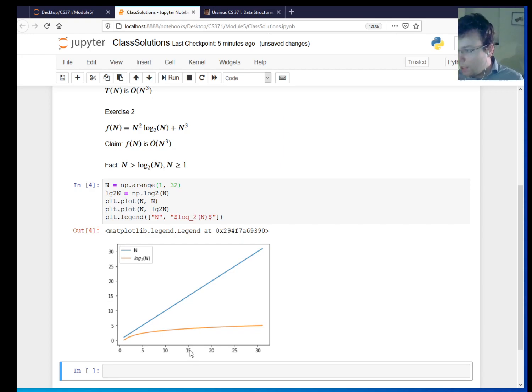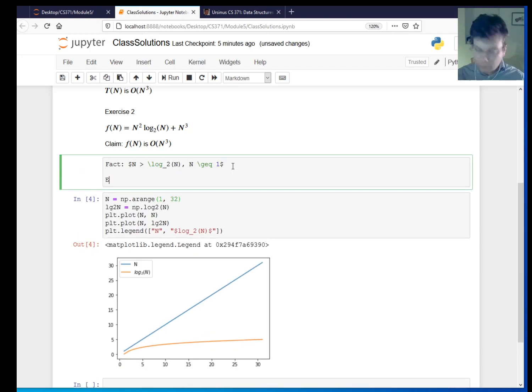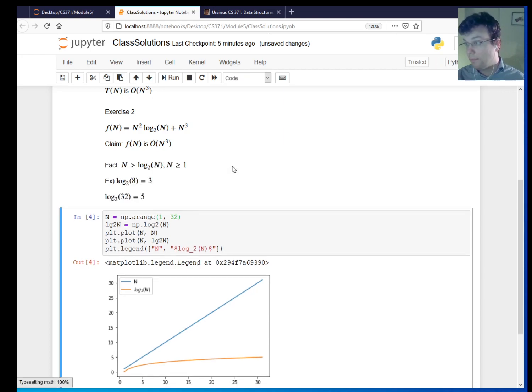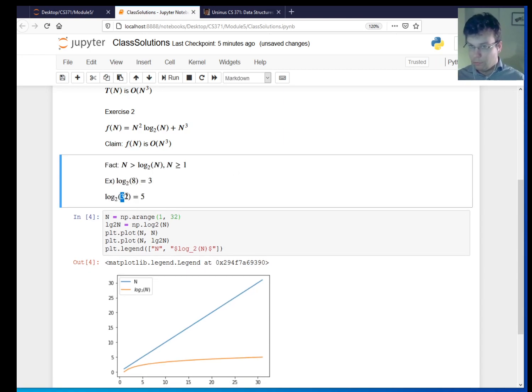Because for example, log base 2 of 8 is 3 because we need 3 factors of 2 to go into n. So remember what log base 2 of n means. Log base 2 of n is saying how many factors of 2 do I need to put in to get n? So, for example, log base 2 of 8 is equal to 3. Log base 2 of 32 is equal to 5. So 2 to the 5th power is 32. 2 times 2 times 2 times 2 times 2.